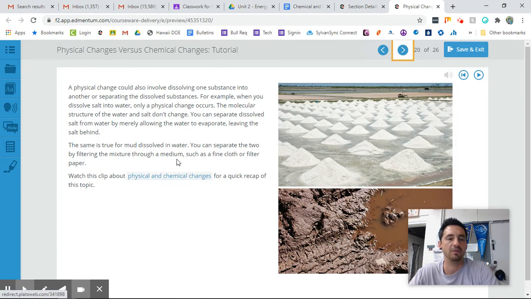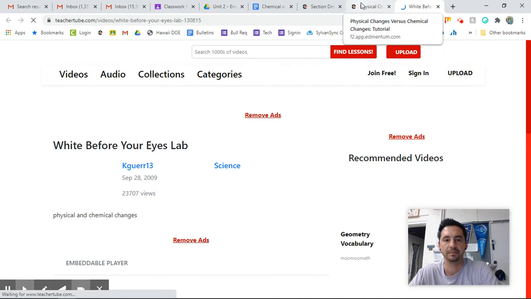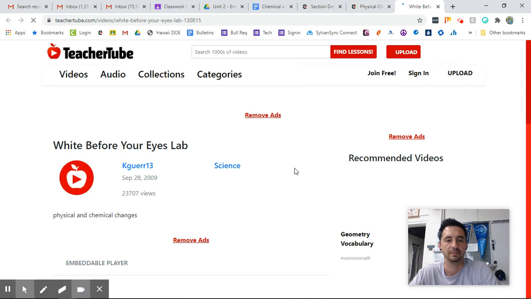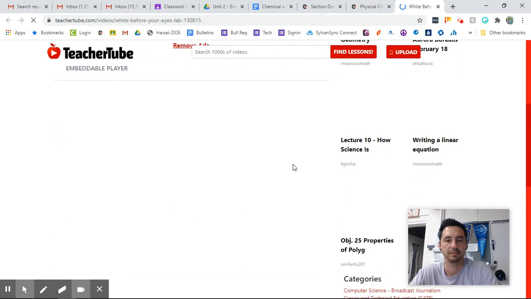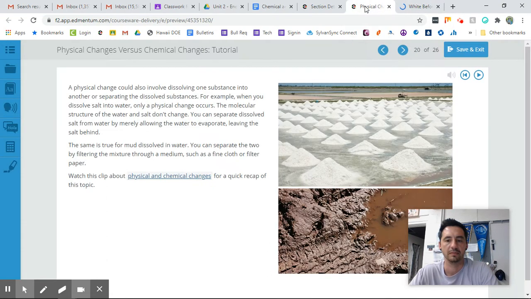A physical change can also occur when you're dissolving something. And again, that whole salt thing is a little bit tricky, but that is technically a physical change, I guess. Okay, so let's watch a little clip about physical and chemical changes here. While I'm waiting for that to load, we'll move on to the next thing here.